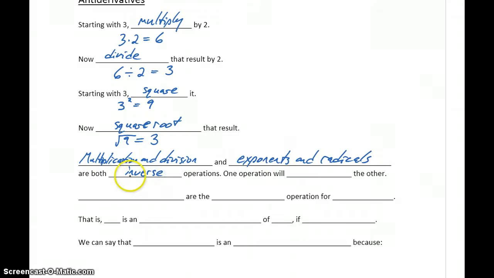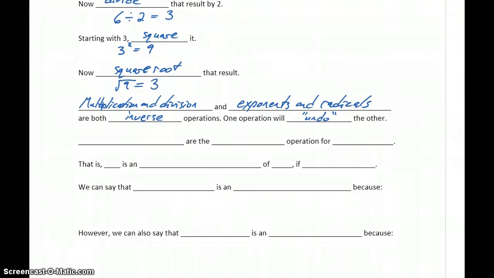This may be a concept you've seen in some previous courses, depending on what you've covered, but these operations are inverses of each other, meaning that one operation will undo the other. So if we multiply by something and then divide by that same value, we end up right where we started off. If we raise something to the second power and then take the second root of it, we get right back to where we started off.